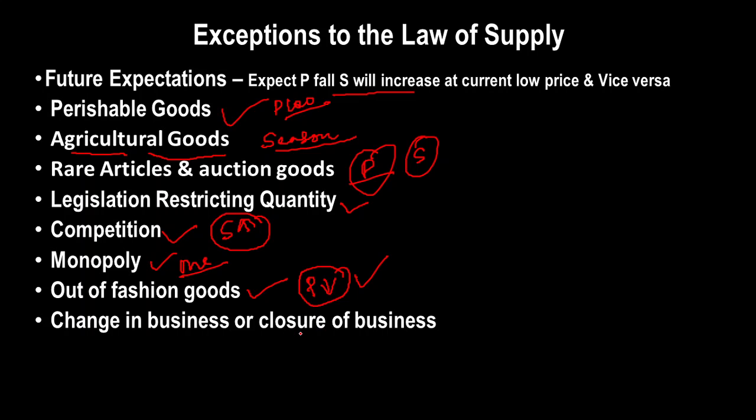And finally, the last point is change in business or closure of business. If some business is closing, or any businessman is changing the business, then whatever products are available with the seller, he will be trying to sell off at whatever price is ruling in the market. So then also the law of supply doesn't operate.